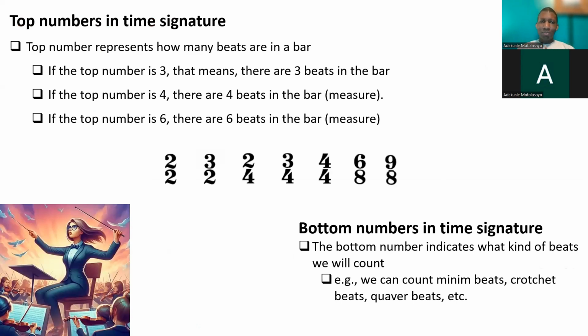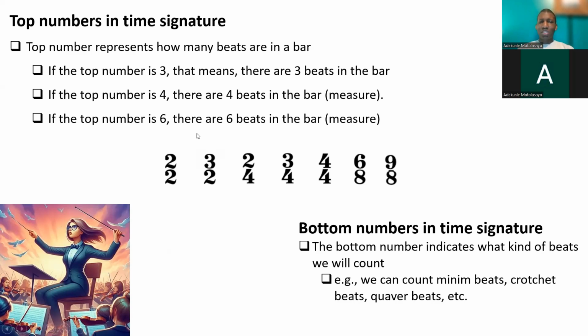Remember, we mentioned that time signatures are placed at the beginning of the staff. There are two numbers, one placed on top of the other. So we want to know, what does the top number mean? The top number in a time signature represents how many beats will be in each bar. Remember, each bar is the space between two bar lines. So how many beats will be in between those two bar lines? That is what the top number is telling us.